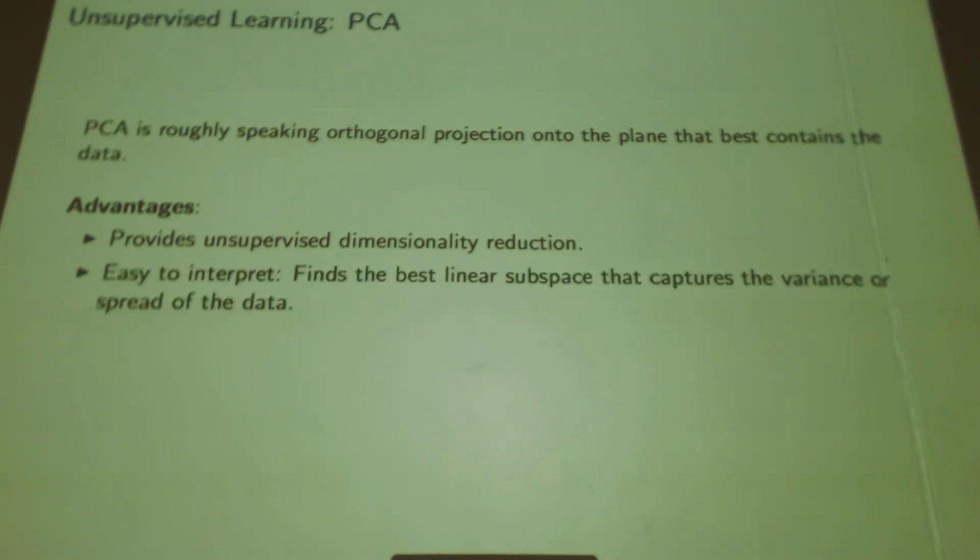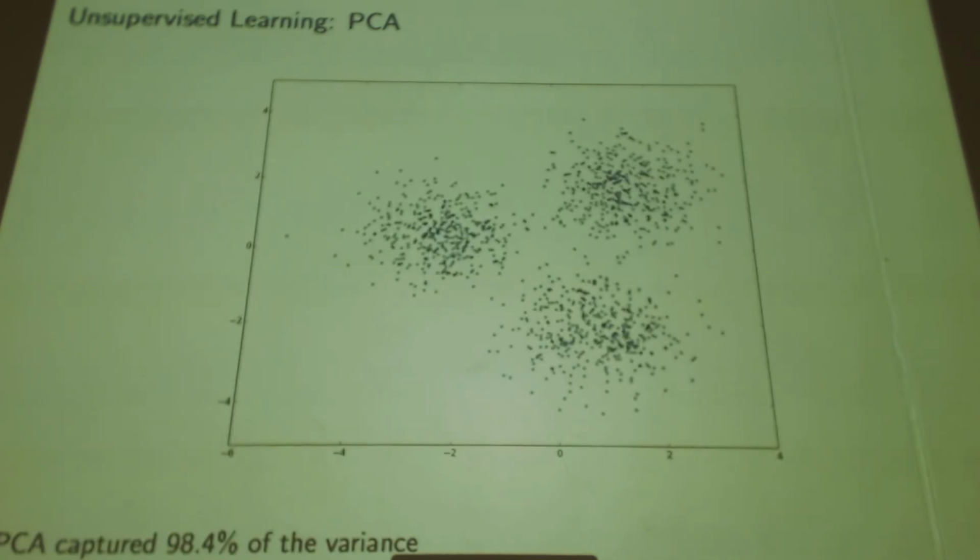Okay, so let's look in more detail at PCA, because it's something I think everyone is familiar with. So what do I mean to use PCA as a function in the TDA framework? What is PCA? It's orthogonal projection onto the plane that best contains the data, onto some plane of some dimension. It's unsupervised dimensionality reduction. It's easy to interpret. It finds the best linear subspace that captures the variance or spread of your data. And here's an example of it. I have a data set. I took the first two PCA coordinates and I captured 98.4% of the variance.